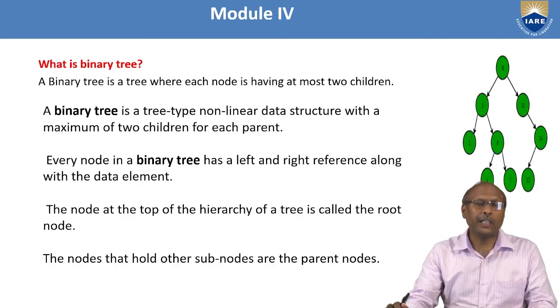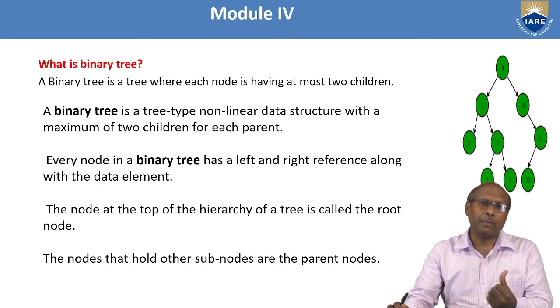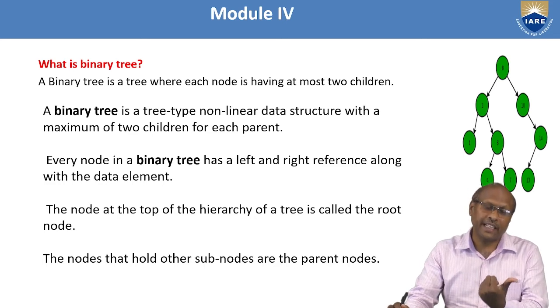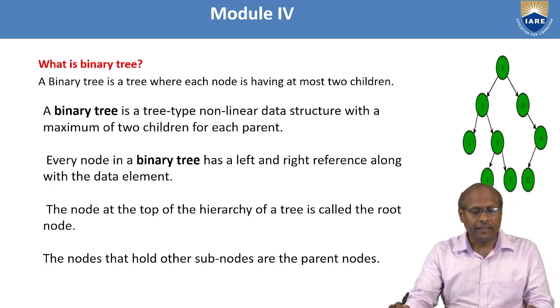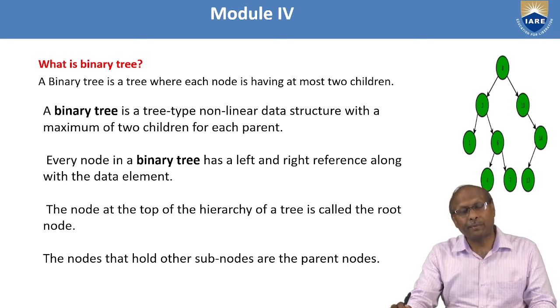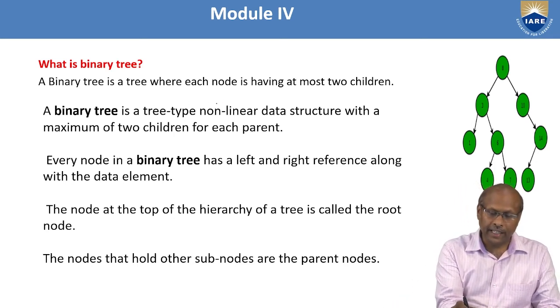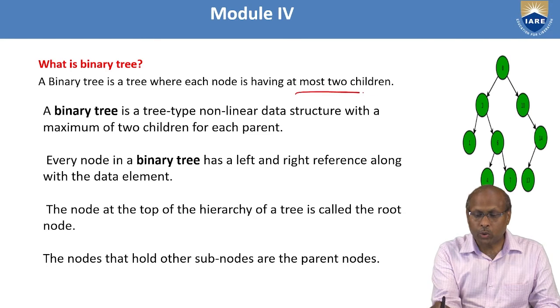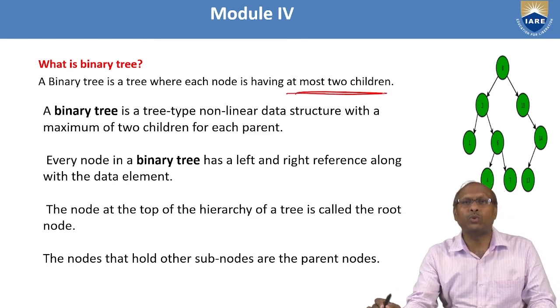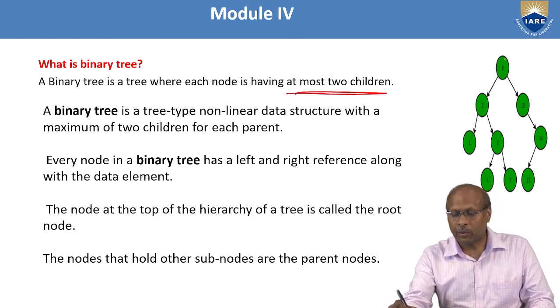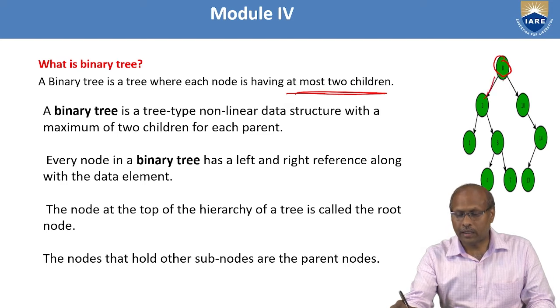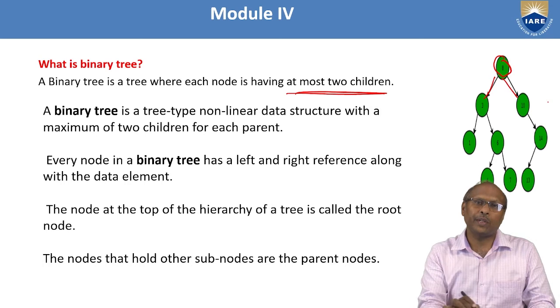Next question they may ask, what is a binary tree? In the previous question you have seen what is a tree. Now we are saying what is a binary tree. Remember, a binary tree is a specialized version of a tree. A binary tree is a tree where each node has at most two children. Underline the words at most two children. That means a node can have either 0 or 1 or 2 children only. You cannot have 3 or you cannot have 4.